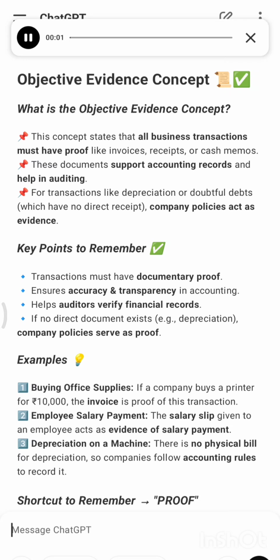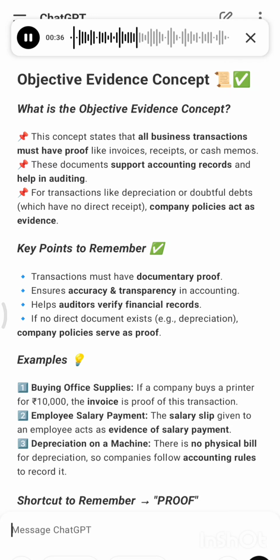What is the objective evidence concept? This concept states that all business transactions must have proof, like invoices, receipts, or cash memos. These documents support accounting records and help in auditing. For transactions like depreciation or doubtful debts, which have no direct receipt, company policies act as evidence. Key points to remember.